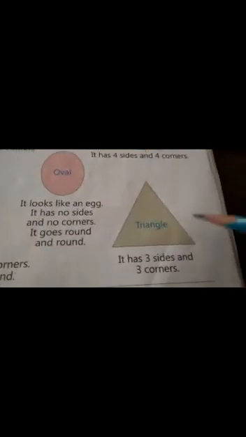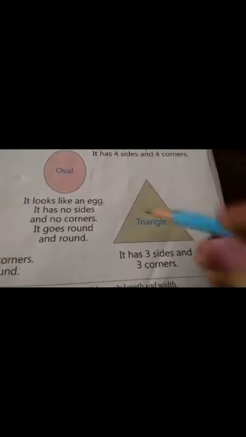And the last shape is a triangle. Triangle has how many sides? Three sides, 1 2 and 3. And how many corners? Three corners, 1 2 and 3. So these are the basic geometrical shapes. These are called plane figures.